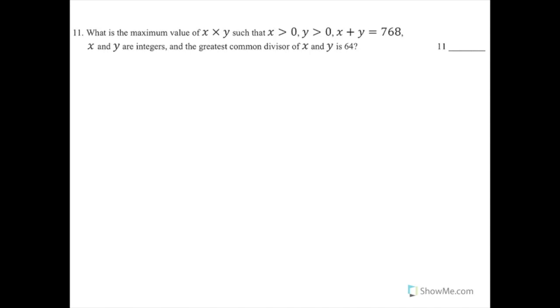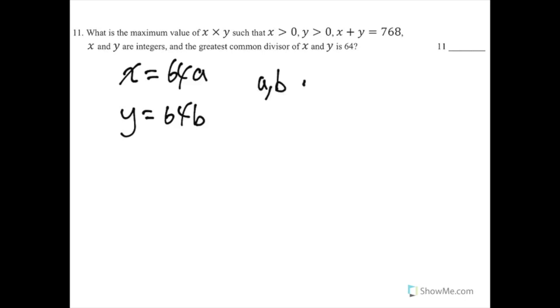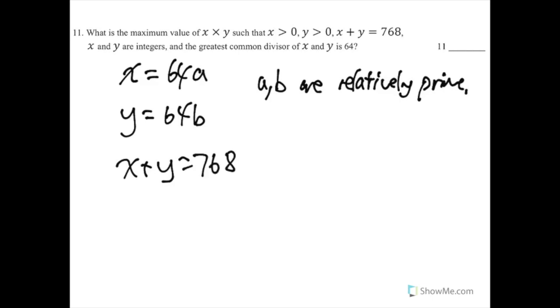So we can simplify this problem by saying let x equal 64a and y equal 64b, and a and b are relatively prime. Namely, they share no common factors greater than 1. Then, since x plus y is equal to 768, we have that 64a plus 64b equals 768. So a plus b is equal to 768 divided by 64, which equals 12.